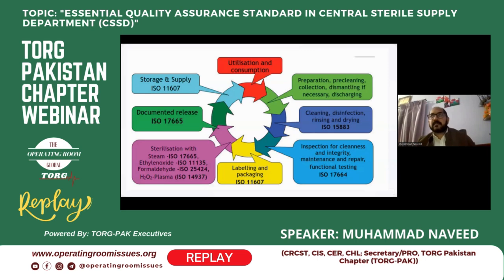So after that we go through the process. First we have ISO 15883 in the decontamination zone. Second, when our disinfection is finished, the most important thing is how can we inspect the instrument? How can we check the integrity, maintenance, and repair functional testing? This standard, ISO 17664, tells about what indicators and what KPIs we have to maintain to set this standard and achieve quality assurance.